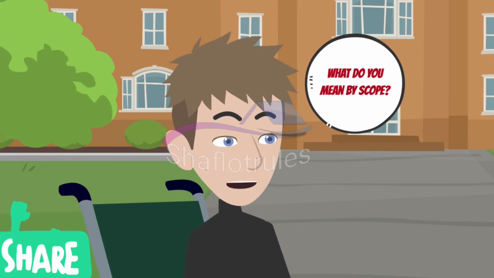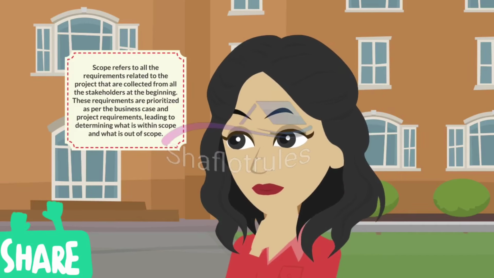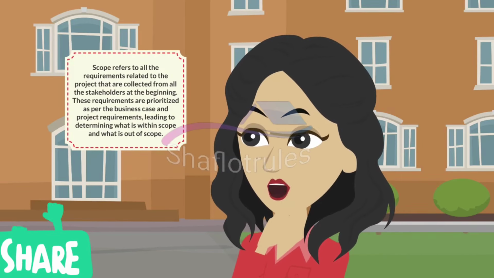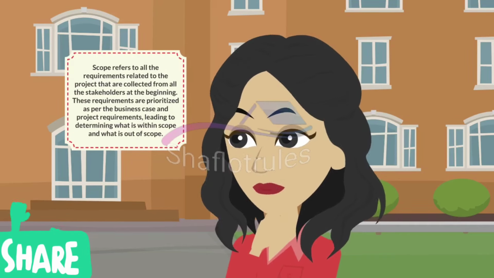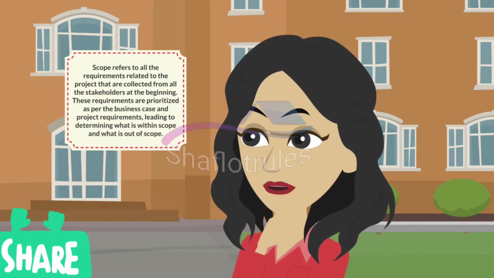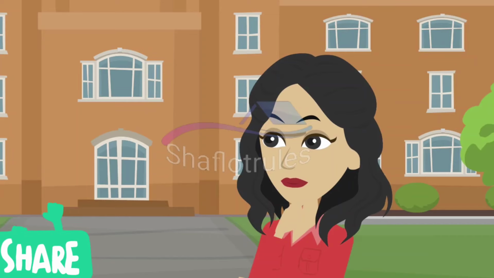What do you mean by scope? Scope refers to all the requirements related to the project that are collected from all the stakeholders at the beginning. These requirements are prioritized as per the business case and project requirements, leading to determining what is within scope and what is out of scope.